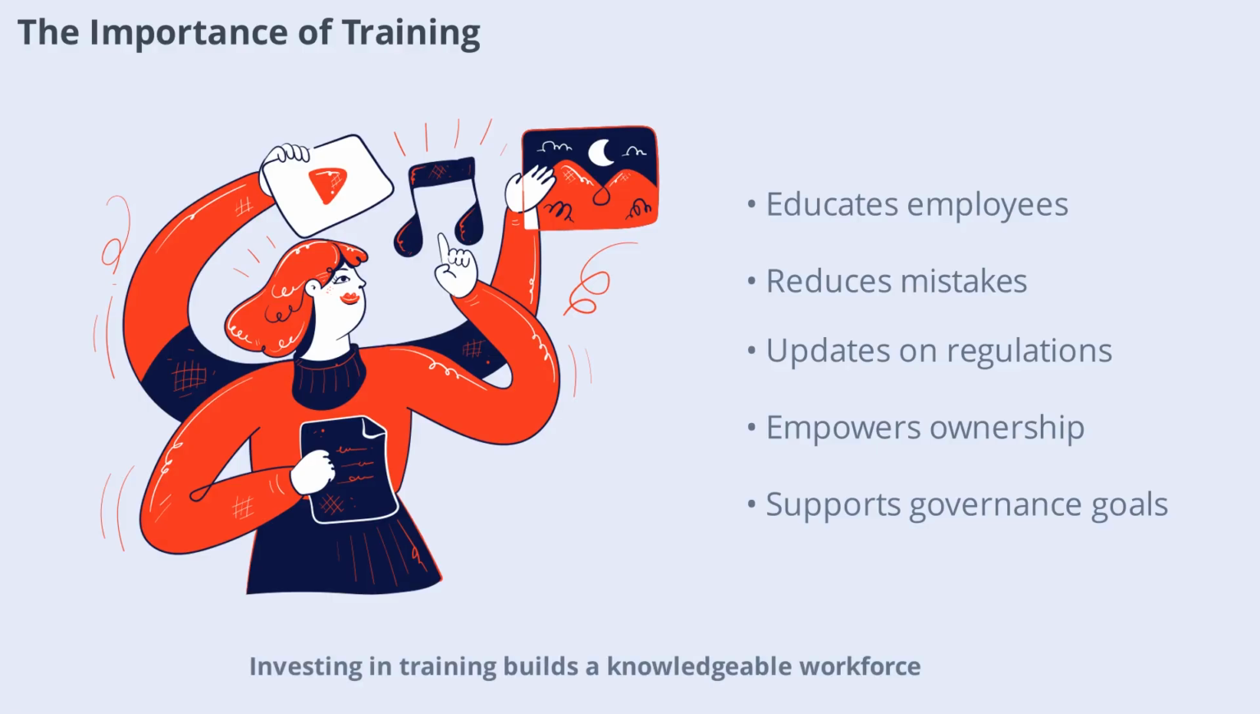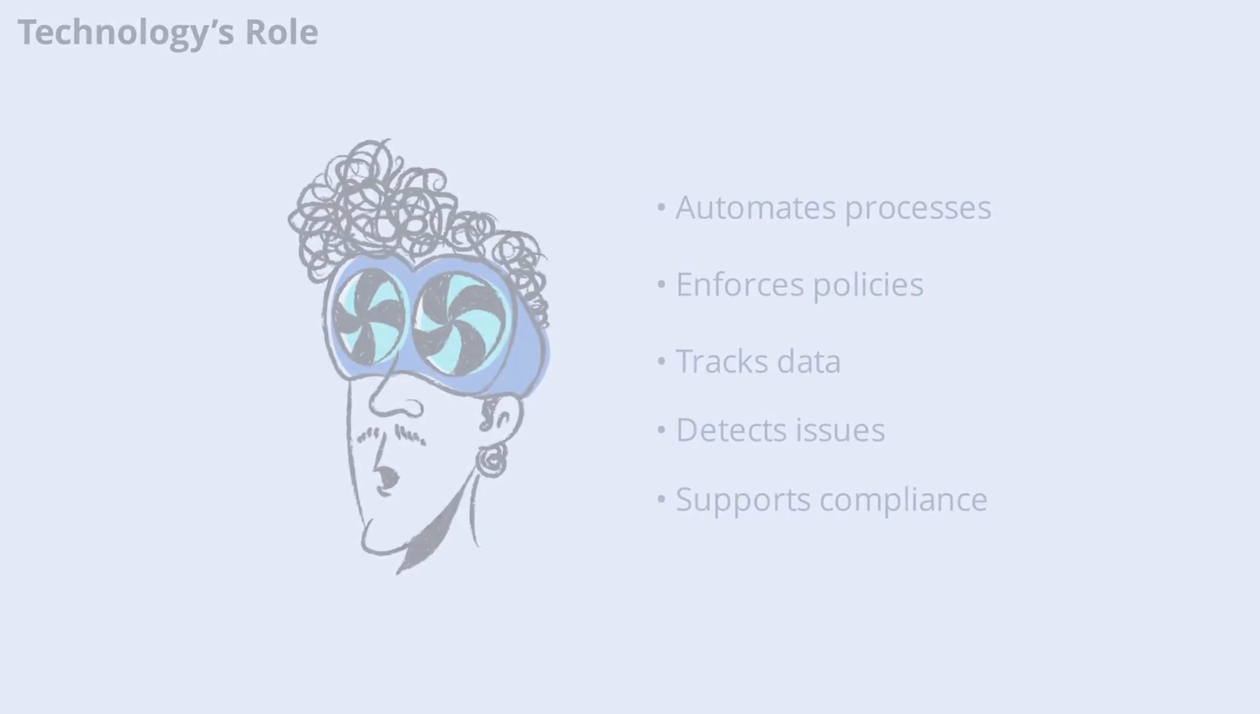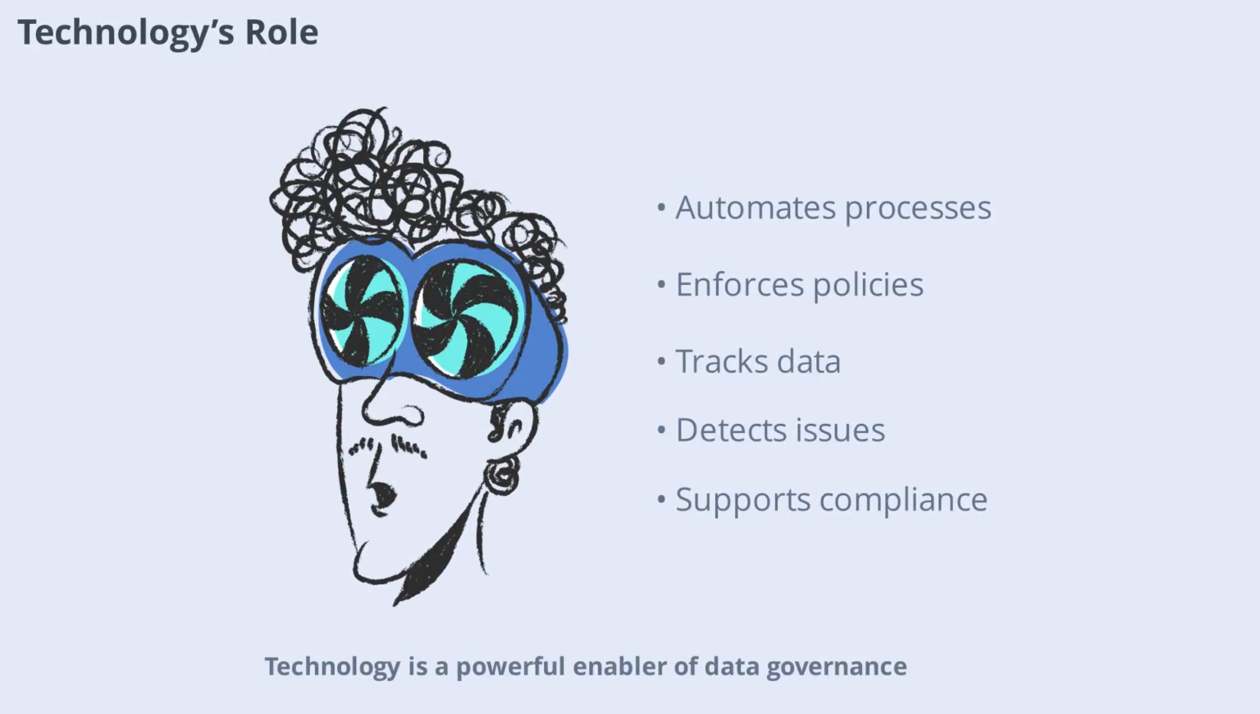Investing in training builds a knowledgeable workforce that supports the organization's data governance goal. Technology is a powerful enabler of data governance. Tools like data management platforms, encryption software, and monitoring systems help automate processes and enforce policies. These technologies make it easier to track data, detect issues, and maintain security. By leveraging the right tools, organizations can scale their data governance efforts and respond quickly to new challenges.